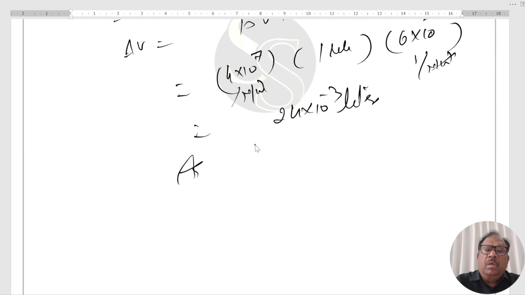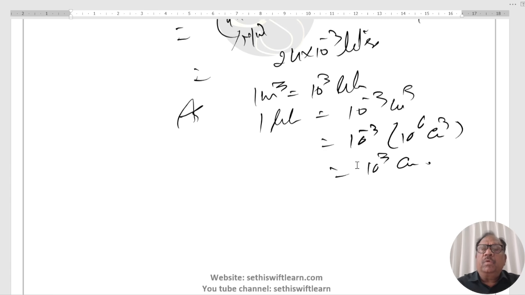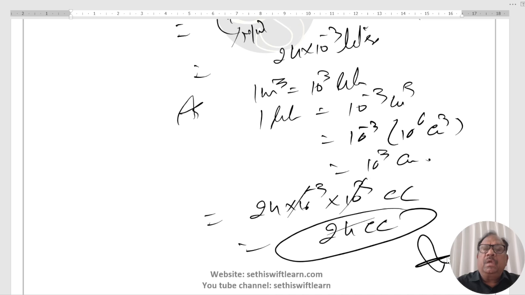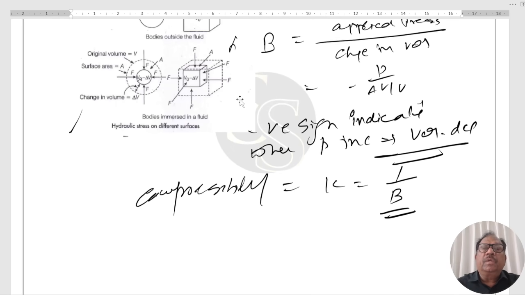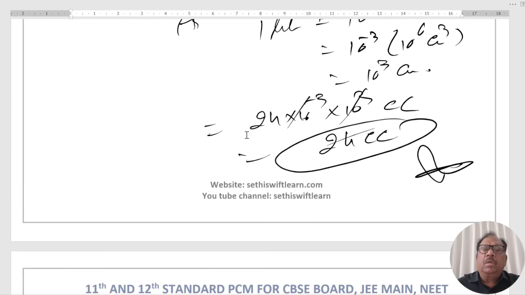As we know, 1 meter cube equal to 10 to the 3 liter. 1 liter equal to 10 to the minus 3 meter cube, that is 10 to the minus 3 into 10 to the 6 centimeter cube, that is 10 to the 3 cc. Therefore, converting, 24 into 10 to the minus 3 into 10 to the 3 cc, that is 24 cc. That is the answer. Let's see the options. Option B is correct.